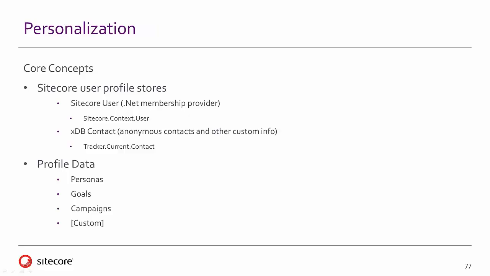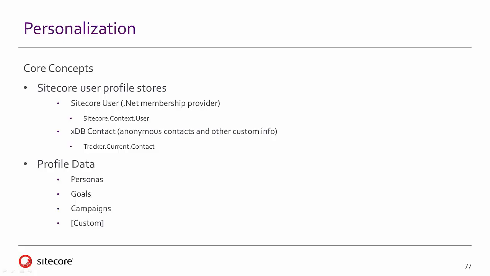So we're going to look at personalization here, and there are a few core concepts that you need to know. The first is basically where that user profile is stored for that personalized information. Now, for Sitecore 8, there's actually two places. There's the Sitecore .NET membership provider, and you can access parameters within that user by going to the API sitecore.context.user.